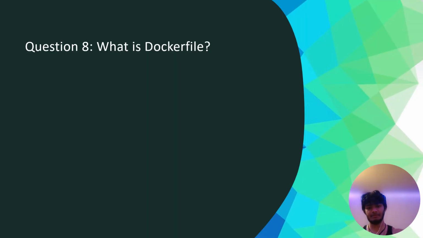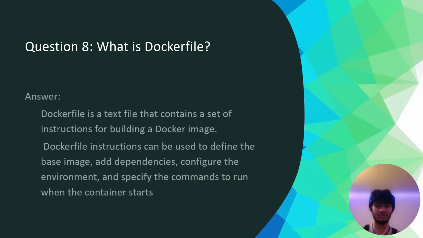So question 8, what is a Dockerfile? A Dockerfile is a text file that contains a set of instructions for building Docker images. Dockerfile instructions can be used to define the base image, add dependencies, configure the environment, and specify the commands to run when the container starts. You can think of it this way: imagine you want to bake a cake. You would need a recipe that lists all of the ingredients and provides step-by-step instructions on how to mix them together, bake them, and create the cake.